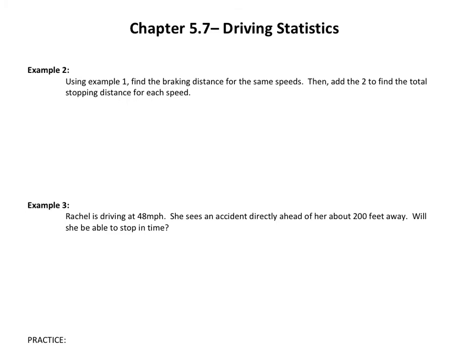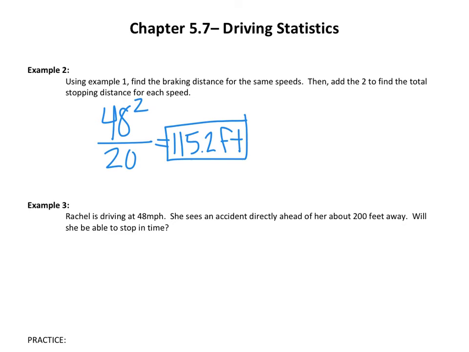So it says, using example 1, find the braking distance for the same speeds. Well, the first speed was 48 miles per hour. So 48 miles per hour, all we do is simply square it and divide by 20. So then that'll tell us the braking distance. Well, 48 times 48 and then divide by 20 is 115.2. So traveling at 48 miles per hour, if you slam on the brakes, you're going to travel an additional 115.2 feet.